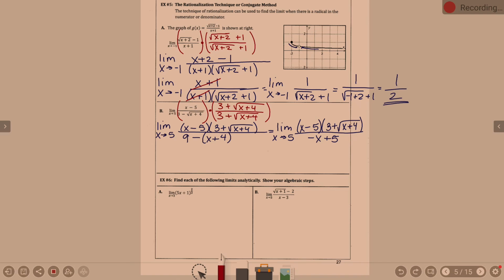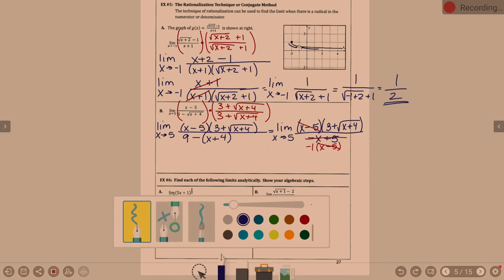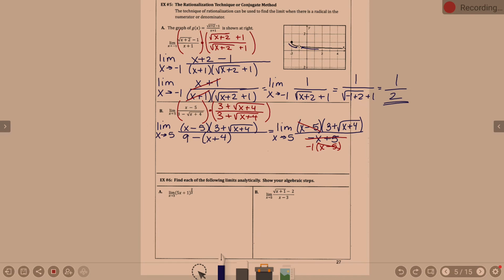Think about this as pulling a negative out. So if you pull a negative out here, negative x plus 5 becomes x minus 5. And now, what can you cancel? You can cancel an x minus 5, and there's just a negative still lingering around. That is a technique you have to watch out for, when you have factors just different by a negative, you cancel the factor and leave a negative in its place.